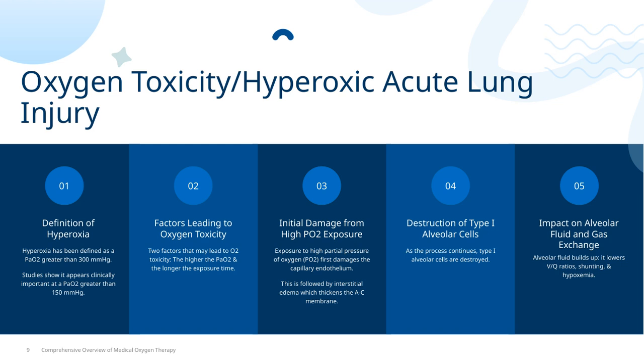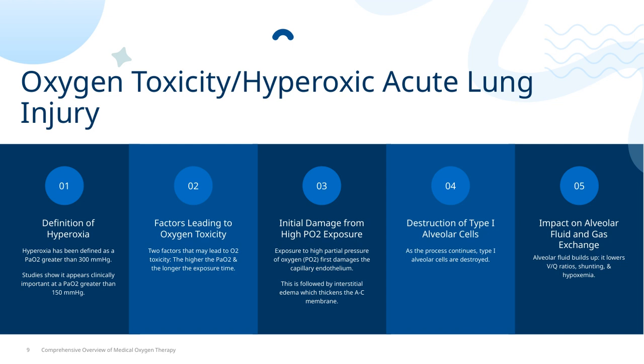Initially, exposure to high partial pressure of oxygen, or PO2, damages the capillary endothelium, the thin lining of blood vessels in the lungs. This damage is followed by interstitial edema, which thickens the alveolar capillary membrane. This thickening makes it harder for gases to pass through, further compromising oxygen exchange. Two main factors increase the risk of oxygen toxicity: the higher the PaO2, meaning the partial pressure of oxygen in arterial blood, and the longer the duration of exposure. Both these factors contribute to the extent of lung injury.